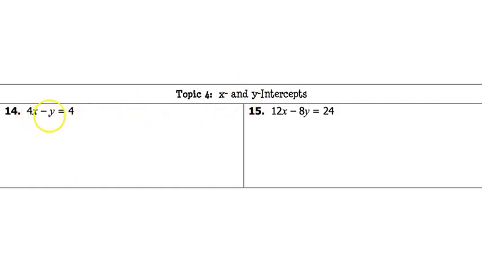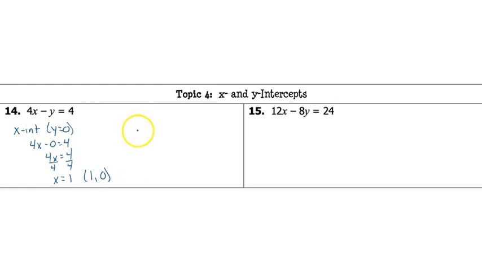So when I look at 4x minus y equals 4, if I want to know the x-intercept, what I really want to know is where does y equal 0? So I'm just going to plug that in. If I put 0 in for y, I would have 4x minus 0 equals 4. And then I would just solve. So minus 0, that just means 4x equals 4. Divide both sides by 4. And I could say that my x-intercept is at 1. And if I wanted that coordinate, remember, we put 0 in for y, so my coordinate is 1, 0.